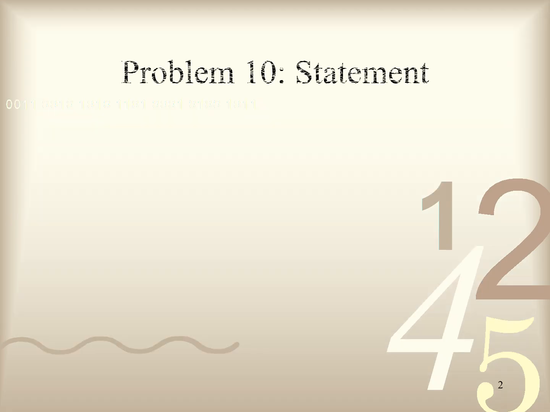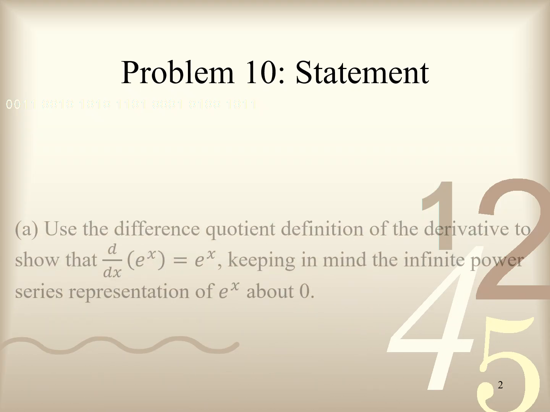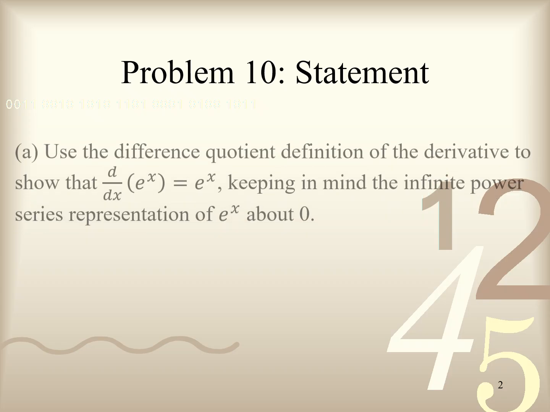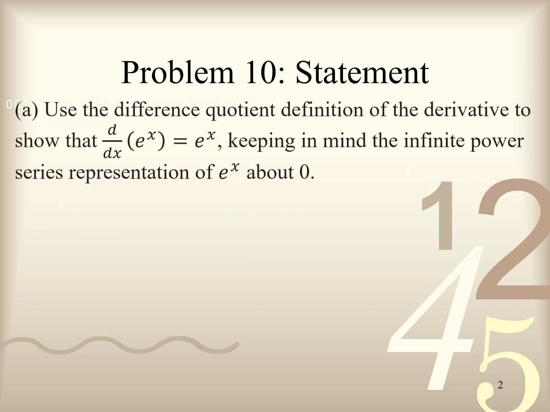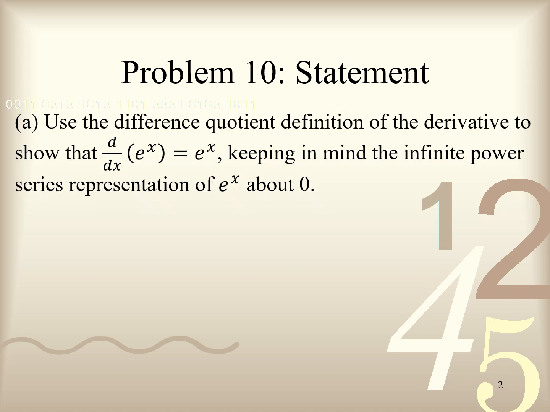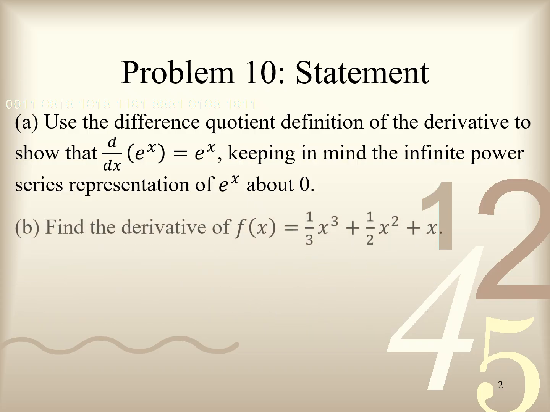Here's the statement for problem 10. In part A, use the difference quotient definition of the derivative to show that the derivative of the natural exponential function, e to the power x, is itself, keeping in mind the infinite power series representation of this function about 0. In part B, find the derivative of f of x equal to 1/3 x cubed, plus 1/2 x squared, plus x.